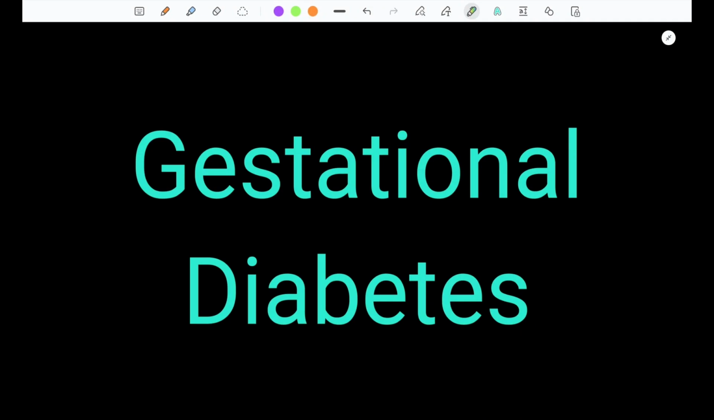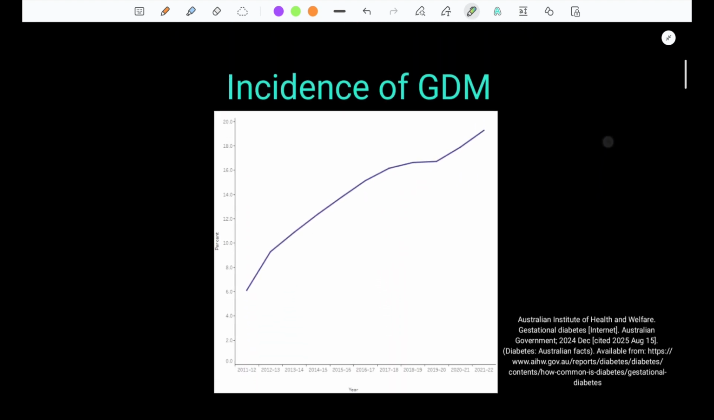Gestational diabetes mellitus, or GDM, is a subtype of diabetes mellitus that occurs during pregnancy in someone who was not diabetic prior. Gestational diabetes is a condition where there is an unusually high level of glucose in the blood, secondary to maternal insulin resistance. As you can see, gestational diabetes mellitus is rapidly growing and is the fastest growing type of diabetes in Australia, with incidence rates more than doubling since 2011. With risk factors continuing to climb, it is expected that the rates of GDM will continue to rise.